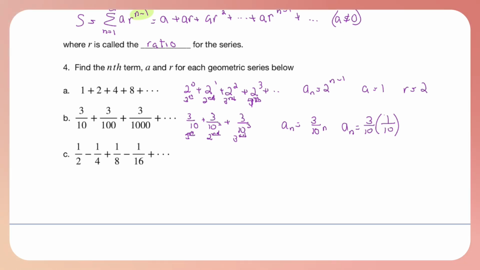So sometimes you'll have to rewrite it a little bit to make your a sub n term look like the geometric series format. And so now it looks like that geometric series format. I can say that my a term is equal to 3/10 and my r term is 1 over 10. Okay, you try C.